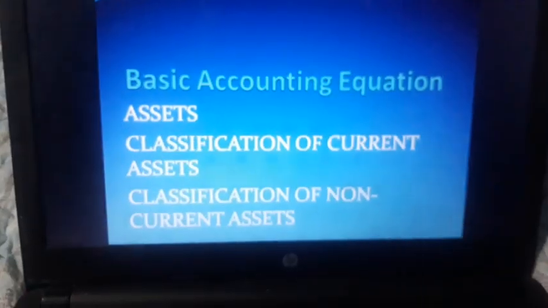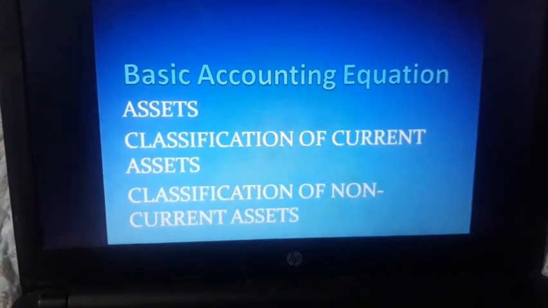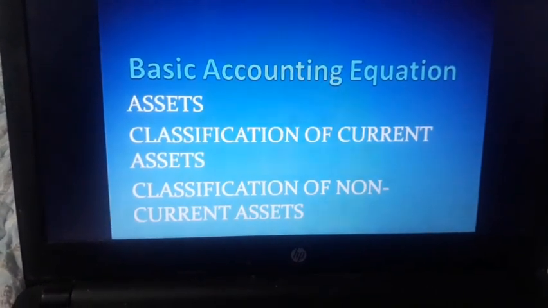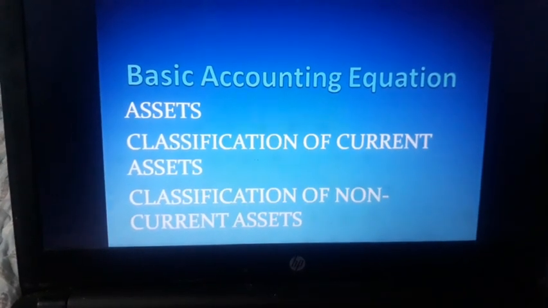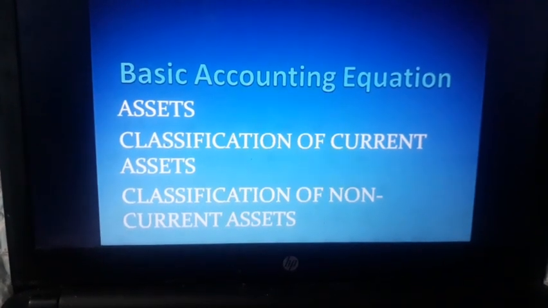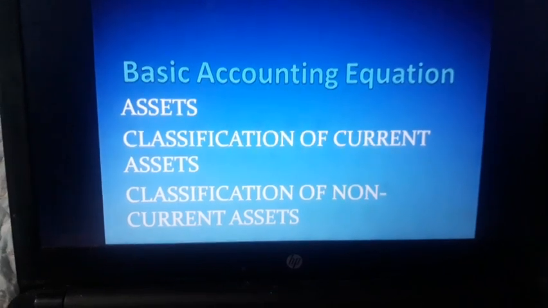So our objective for today's class is to identify the assets as a basic element of accounting and also to differentiate the current from non-current assets. Our lesson for today's class is about the basic accounting equation, the definition of assets, the classification of current assets, and the classification of non-current assets.